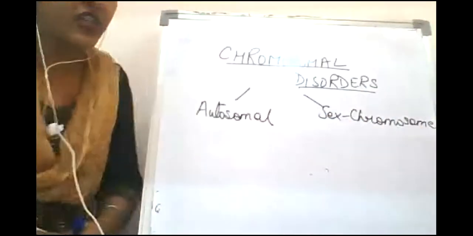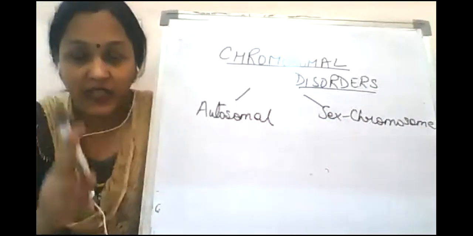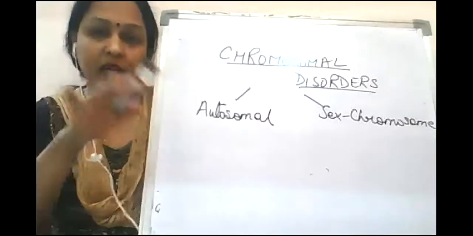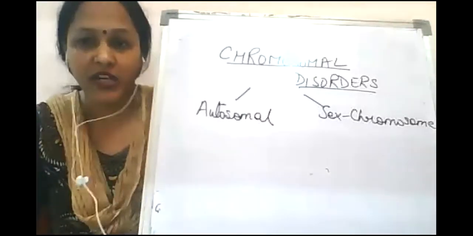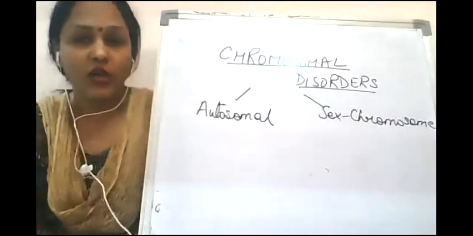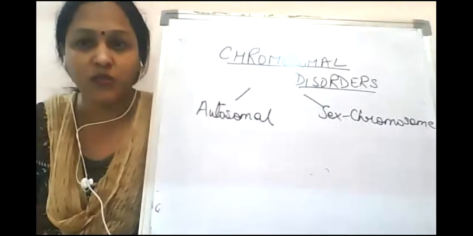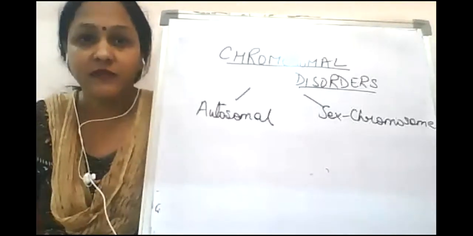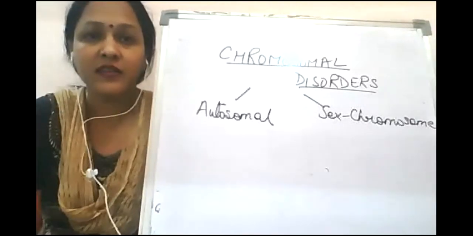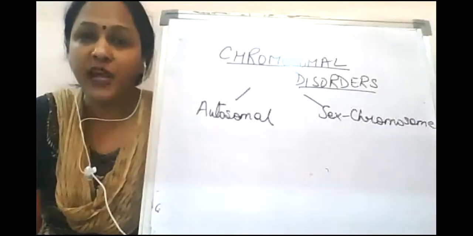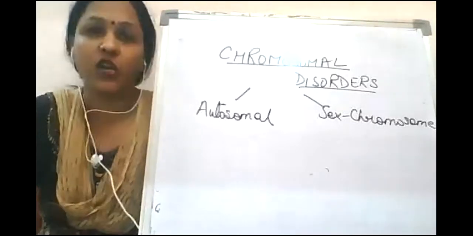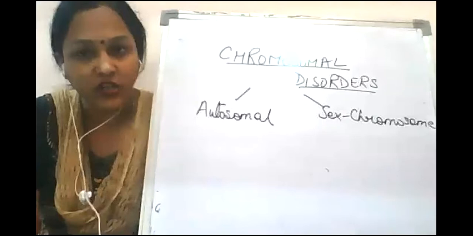Okay, so these disorders can be either present in the autosomes, because as we studied before, in humans there are how many autosomes and how many sex chromosomes are there? Who will tell me quickly? Who will tell me the number of autosomes and number of sex chromosomes? How many total pairs of chromosomes are there? There are 22 pairs of autosomes and 1 pair of sex chromosomes. That means 44 autosomes and 2 sex chromosomes are there.